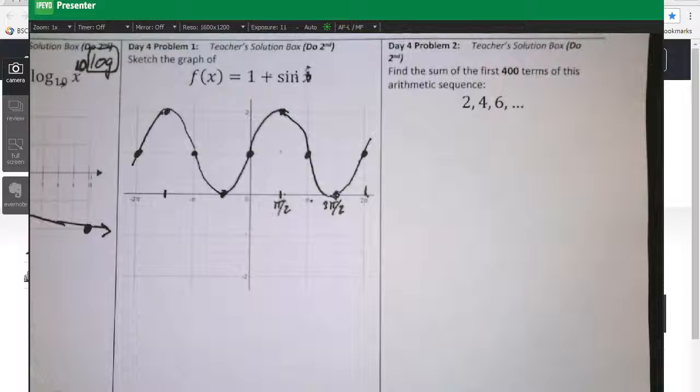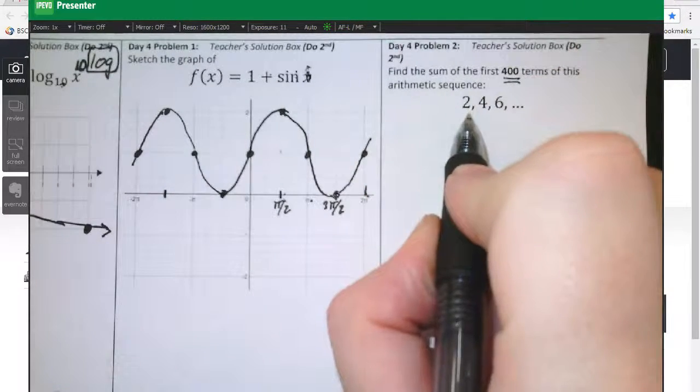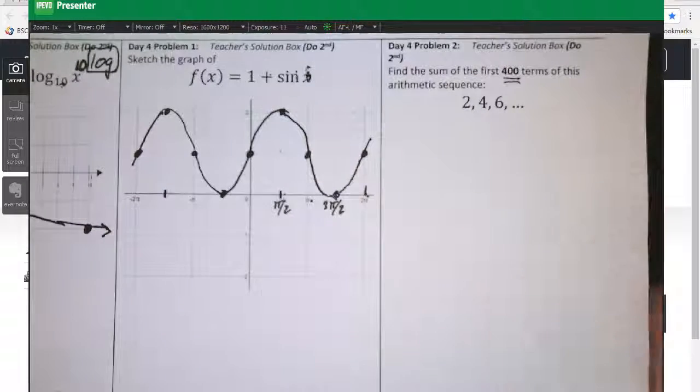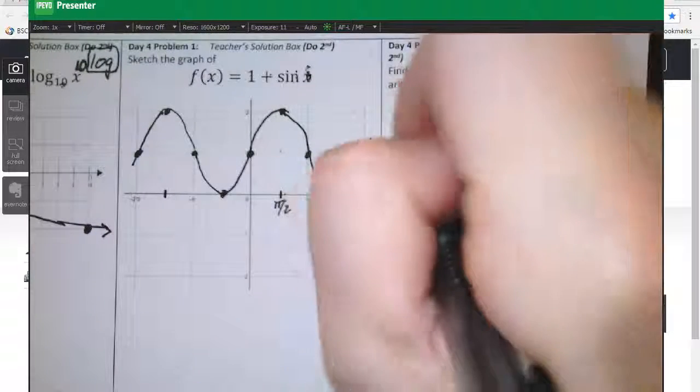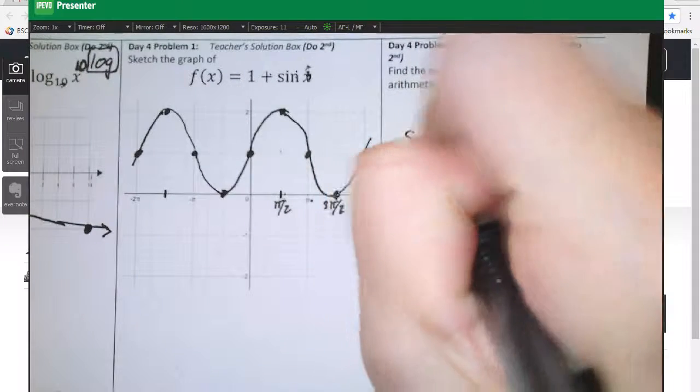Now, day 4, problem 2. Find the sum of the first 400 terms of this arithmetic sequence, 2, 4, 6, 8, 10, 12, 14, etc. We can find that sum by using this math formula.